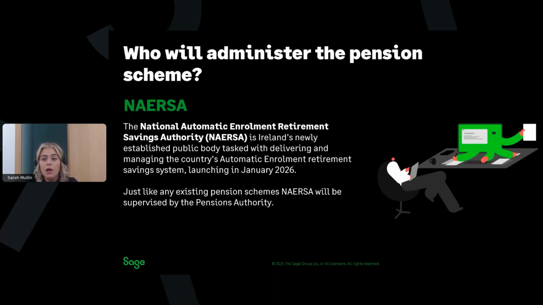So the scheme will operate under the branding My Future Fund, and it'll be managed by NERSA, and that just stands for the National Automatic Enrolment Retirement Savings Authority. So what they'll do, they'll oversee enrolment, contributions, investment and communication. And just like any existing pension schemes, NERSA will be supervised by the Pensions Authority when everything launches in January.